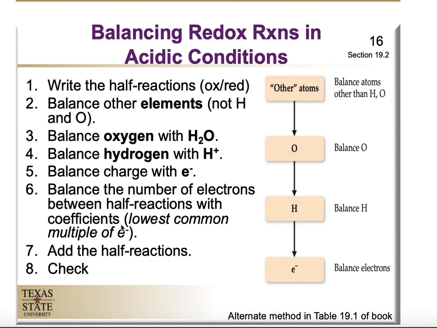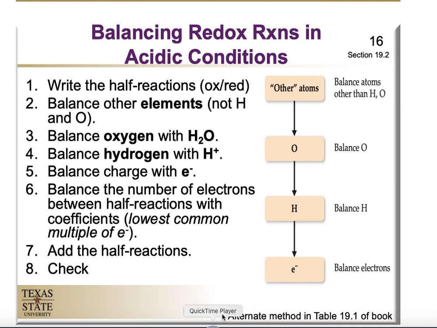Basically, we need to make sure that we have the same number of electrons, so we find the lowest common multiple of electrons, and we multiply one or both equations by a number to make it the same number of electrons. Step number 7 is that we add the two half reactions, and then at the end we check to make sure that we have the same number of atoms for each element and the same charges on the left and on the right of the equation.